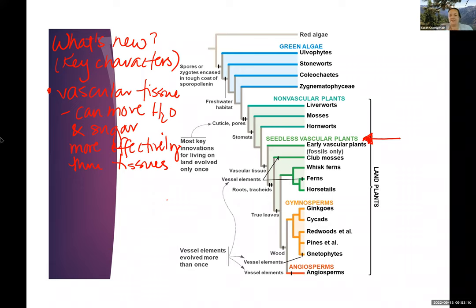And so if we look at this tree, you can see vascular tissues here. And then there's this little side note that says vessel elements. The way that I like to describe it at this level is that vessel elements are essentially fancy vascular tissue. They are more effective, better vascular tissue. You'll notice that some of the groups within the seedless vascular plants, and then twice more in the gymnosperms and angiosperms, have independent evolution of vessel elements. And you remember what it means when something evolves more than once, do you? What does that mean?